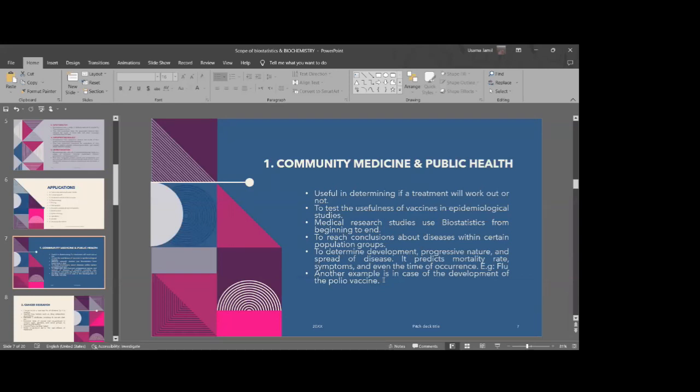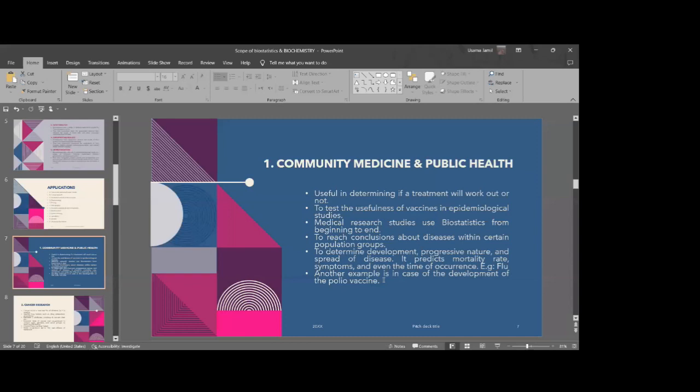So different people show different types of responses if they get infected. It is because they have different types of immune systems, their genetic makeup is different, some are more susceptible, some are less susceptible. So these kinds of factors all come under public health.